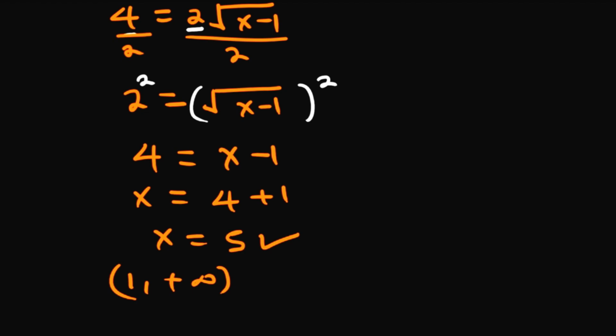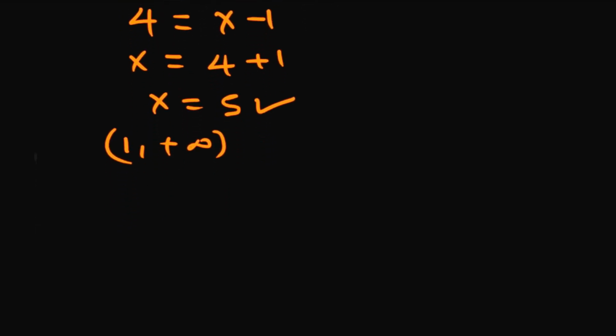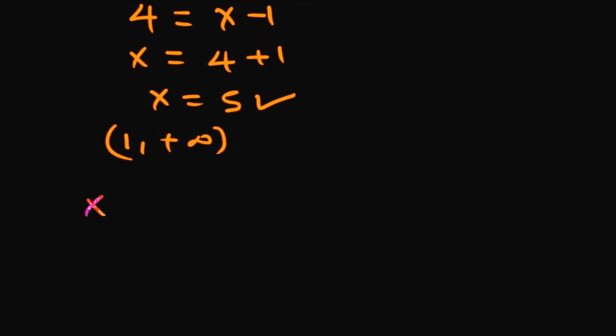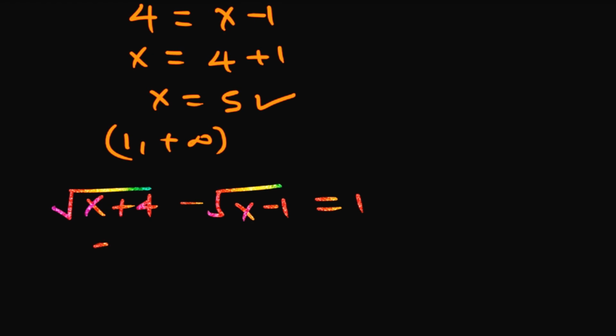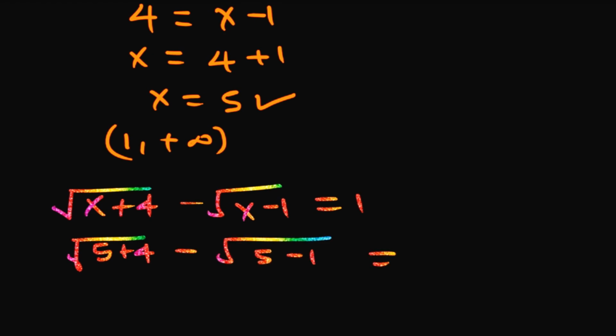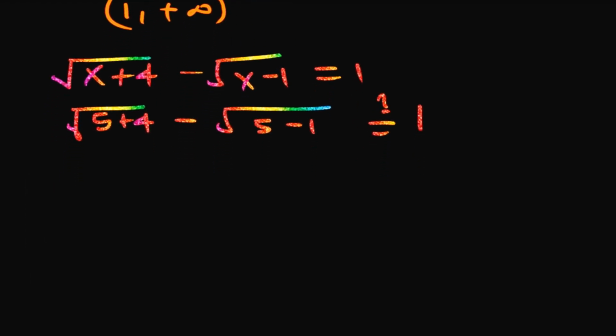So we can check this value. We can check if that is the right value of x. So remember, what we had was the square root of x plus 4 minus the square root of x minus 1 is equal to 1. So now that we have the value of x to be 5, we have the square root of 5 plus 4 minus the square root of 5 minus 1, and let us see if that is equal to 1. So 5 plus 4 is 9. So we have the square root of 9 minus the square root of 5 minus 1, which is 4.